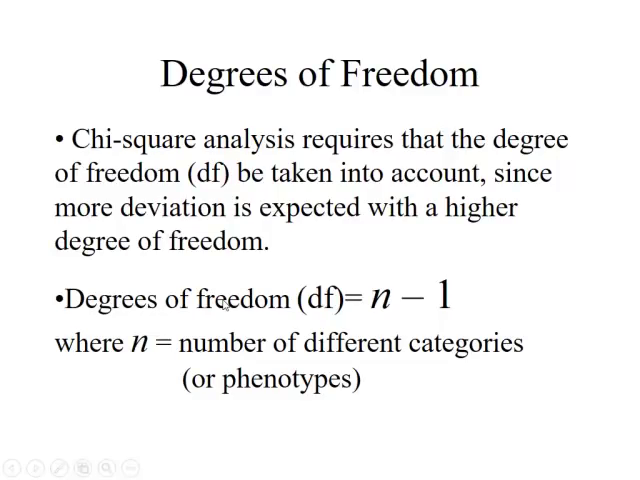We're also going to use something called degrees of freedom here, because chi-square analysis might talk about a lot of different phenotypes or categories, and the more categories or phenotypes we have, the more deviation we can expect. So to figure out our degrees of freedom, we take n, the number of categories, or in genetics, the number of phenotypes, and subtract 1. In the example we were just doing with tall and short plants, there were 2 different phenotypes, so 2 minus 1 gives us 1 degree of freedom.